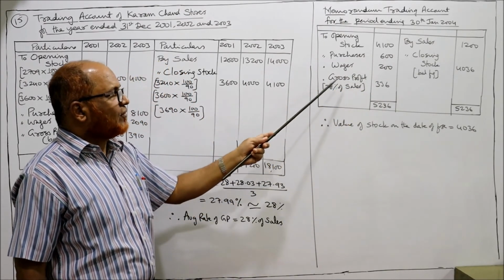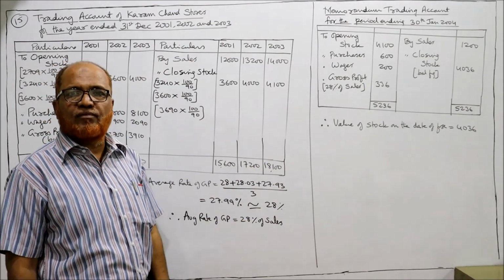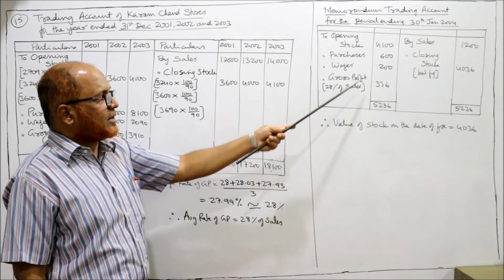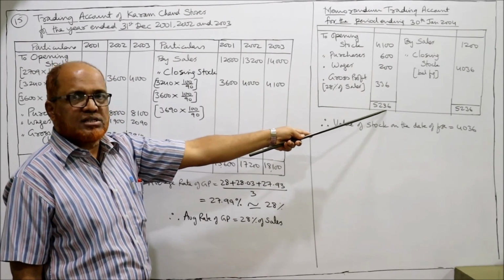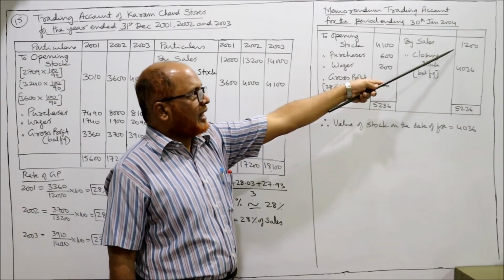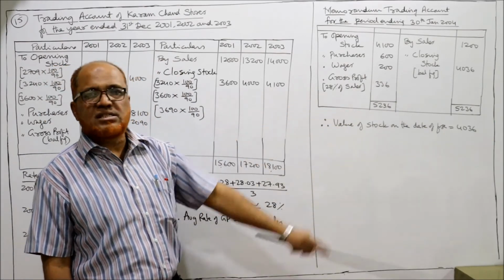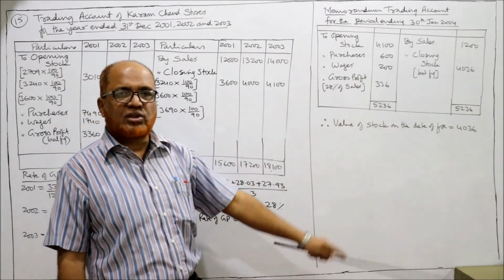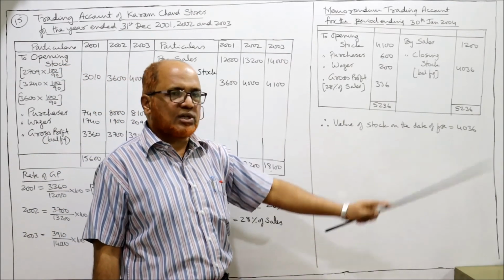Now, gross profit is 28% of sales. Sales 1200, so 28% of 1200 is 336. Take the total on the debit side, 5236. 5236 minus 1200, 4036. This is the closing stock, the balancing figure. Therefore, the stock on the date of fire is 4036. The claim to be made to the insurance company is 4036.